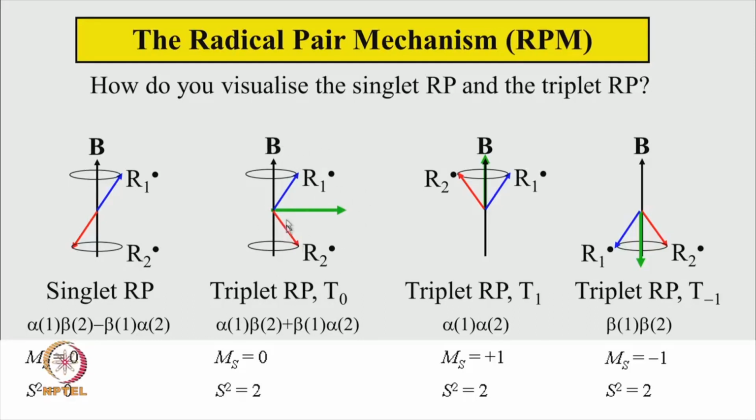In fact, this is the main difference between the singlet radical pair and the triplet radical pair. Both of them have m_z equal to 0, but this has no magnetic moment at all. Here, one unit of magnetic moment is present.